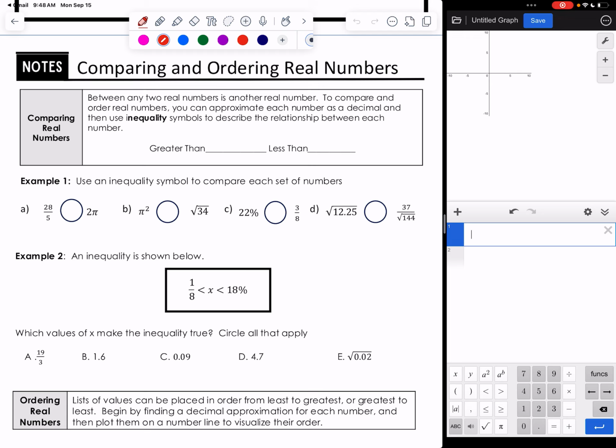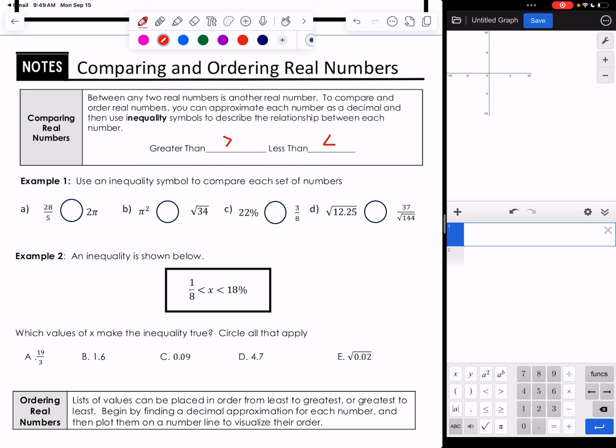In today's lesson, we will be comparing and ordering real numbers. Now, when comparing real numbers, we must be aware that between any two real numbers is another real number. So to compare and order real numbers, you can approximate each number as a decimal, and then use inequality symbols to describe the relationship between each number. Now, the two inequality symbols that we're going to use to compare today are greater than and less than. So this is how we'll be comparing two real numbers.